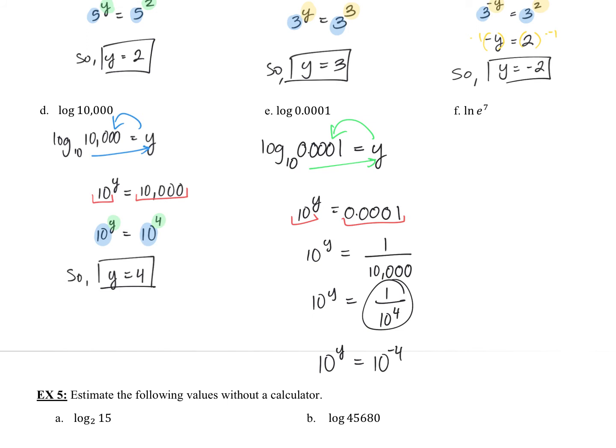We're running out of room. Let's see. We'll go ahead and sneak over here. Hopefully the natural log doesn't take up too much room. Setting the exponents to the same, we get y equals negative 4. And there we go. Actually, since we don't have that much to do, I'll write it right below. y equals negative 4.